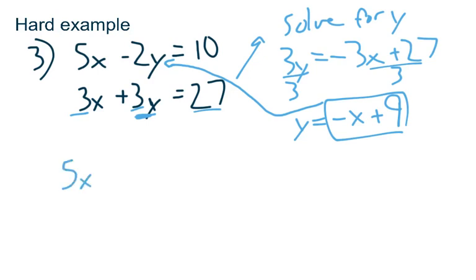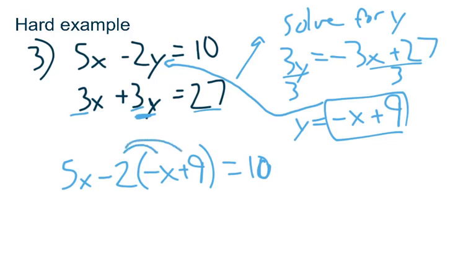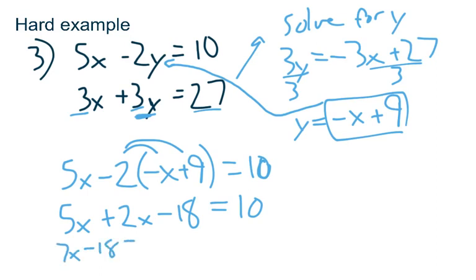All right, 5x minus 2 times negative x plus 9 equals 10. And again, we can kind of see why this would be a hard example because I have to distribute some negatives and I got to keep track of everything, make sure I don't mess up. 5x plus 2x minus 18 is equal to 10. All right, continue to simplify. 7x minus 18 equals 10. 7x equals 28. And so x has to equal 4.